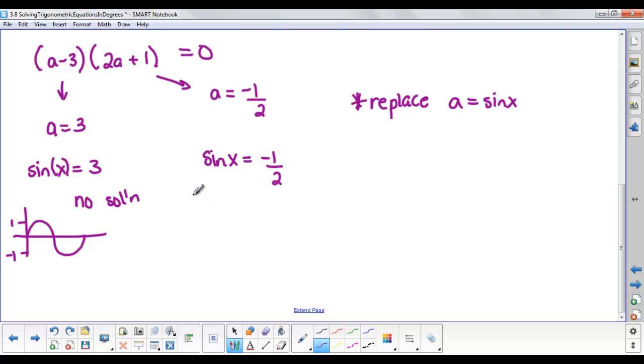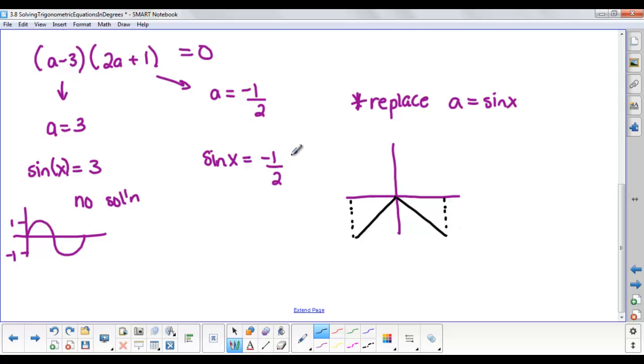So we can focus on just this case. Now in this case I see 1/2. This leads me to believe that we can work with some special triangles. So what I'm going to do, again as we did in the last example, is indicate where sine is negative. So sine is negative in the 3rd quadrant and also in the 4th quadrant.